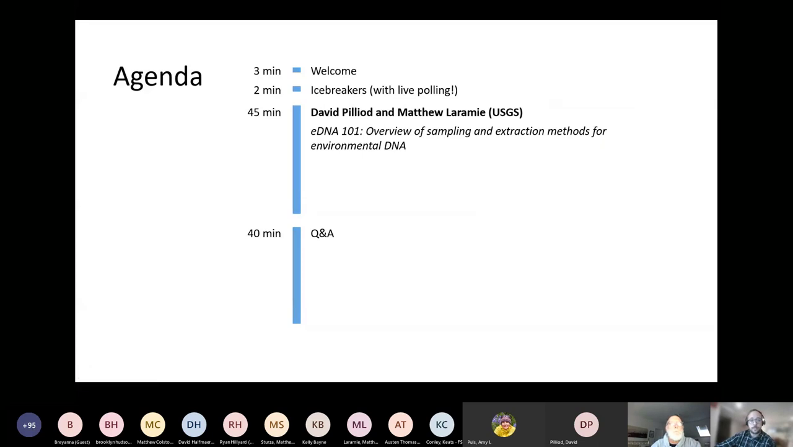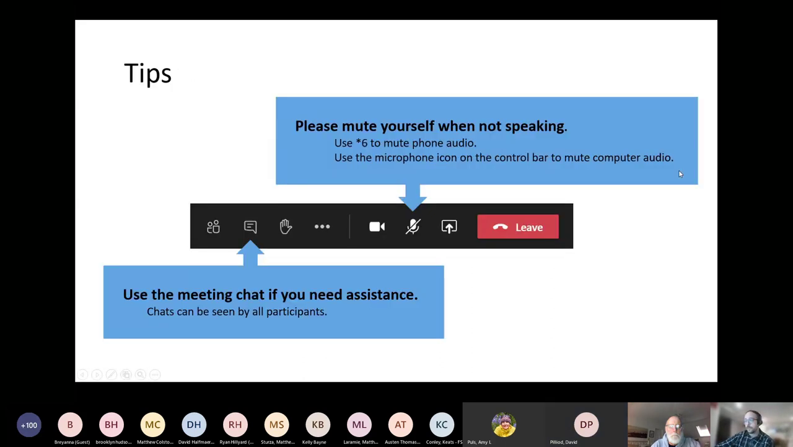So this is a pretty simple overview of our agenda today. After I wrap up this welcome, we'll do a couple quick icebreaker questions to get everyone loose and familiar with using Microsoft Teams. It's great that you've at least joined us, so we're most of the way there, but we're gonna use some of the features of Teams and make this a little more interactive. We're planning on about a 45-minute presentation with David and Matt. This could go over, but we'll have plenty of time for discussion and question and answer.